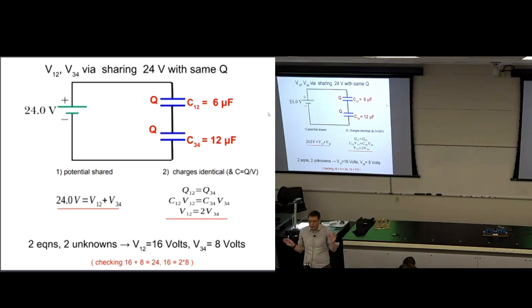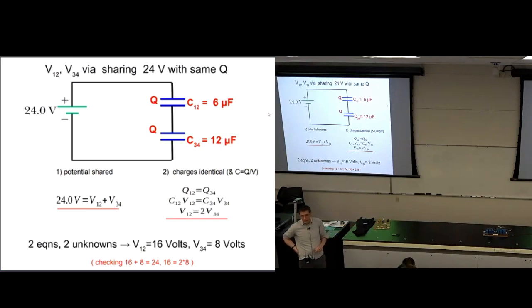Let's take a breather. What I've just done, based on two basic principles, the voltage sharing across the capacitors and the fact that they have the same charge on the plates because they were series capacitors, I just ran with those two ideas and generated two equations for the two unknown voltages. The sum of them is 24 volts. But also, from understanding the charges on the plates, we learned that V12 must be twice as big as V34.